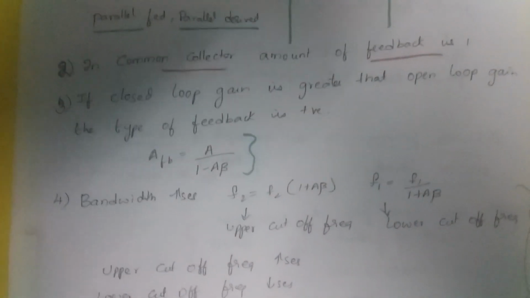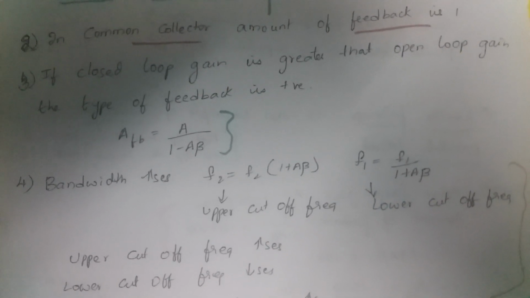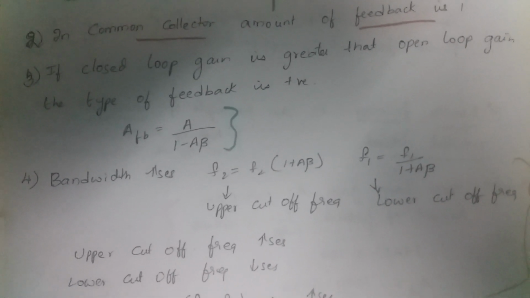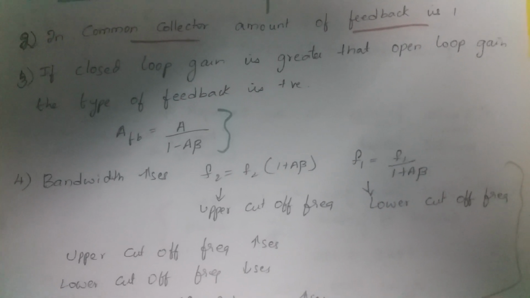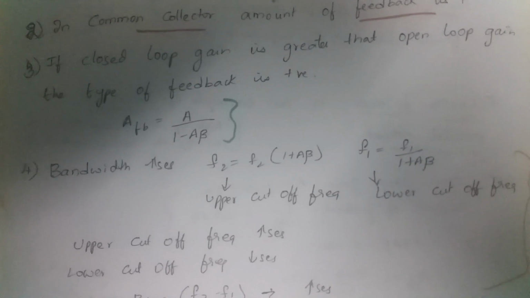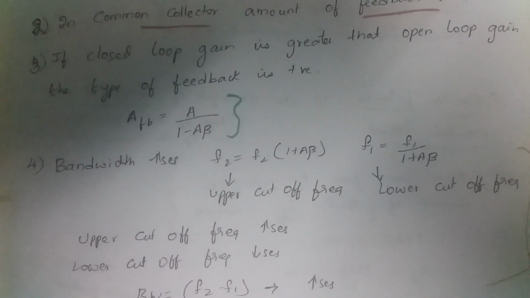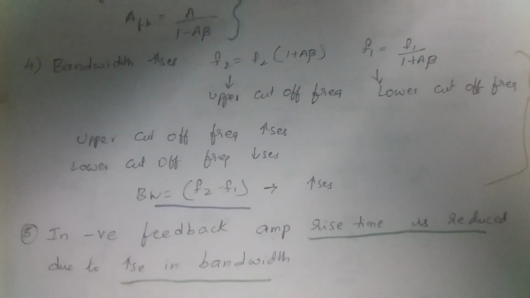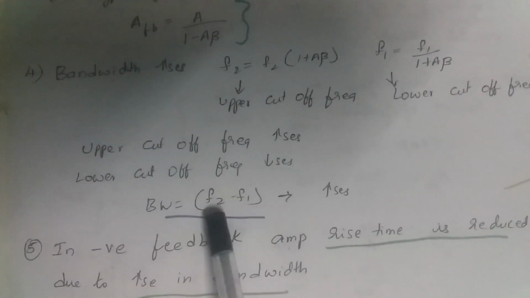In common collector, the amount of feedback is 1. If closed loop gain is greater than open loop gain, the type of feedback is positive. So A_FB is equal to A by 1 minus A beta. Bandwidth increases, that is, F2 becomes F2 into 1 plus A beta. And what is the lower cutoff frequency? F1 by 1 plus A beta. So the upper cutoff frequency increases and the lower cutoff frequency decreases. So bandwidth is F2 minus F1.